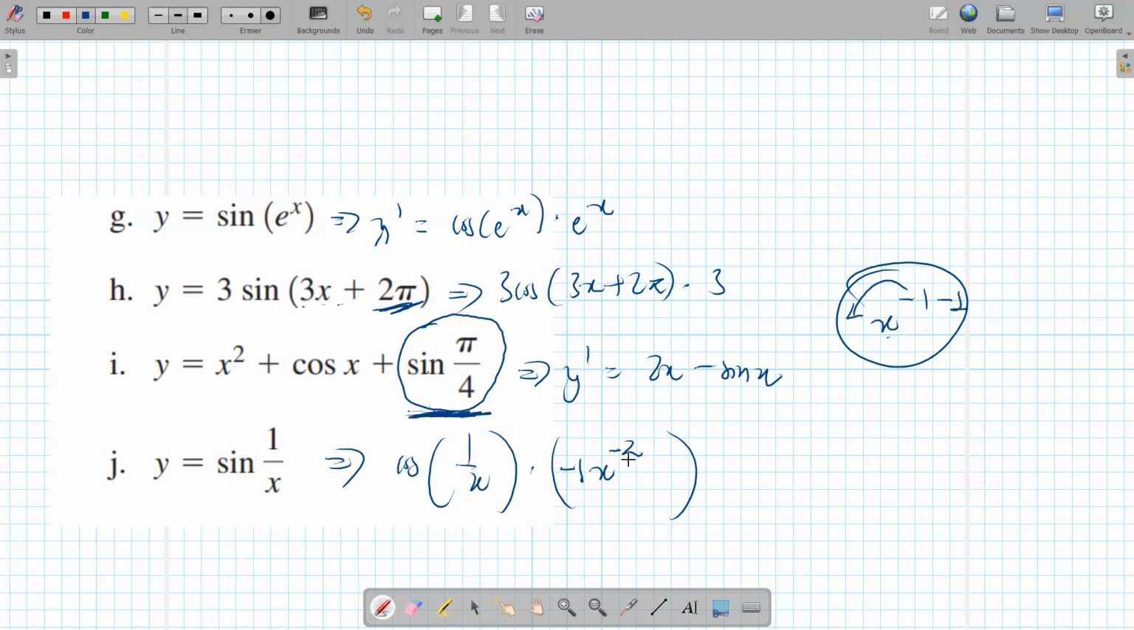So there's no chain rule component because there's only x. Chain rule is when there's a function within a function, like here. See, we have a linear function within a sine function. That's why chain rule. Same thing here, an e function within a sine, chain rule. But if there's just one function to start off with, there's no chain rule. And that is it for this question.